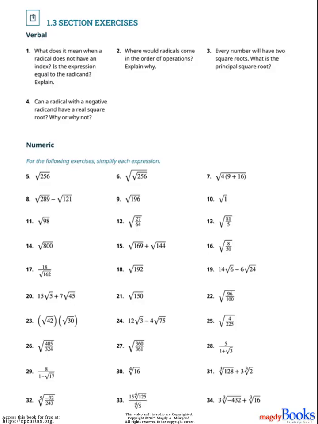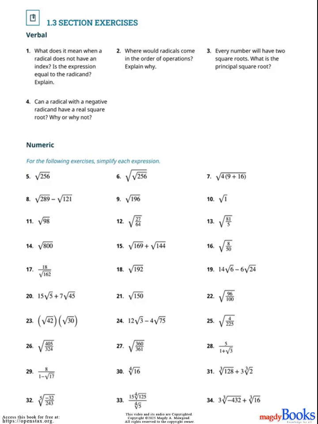27. Square root of 360 over 361. 28. 5 over 1 plus square root of 3. 29. 8 over 1 minus square root of 17. 30. Fourth root of 16. 31. Cube root of 128 plus 3 cube root of 2.